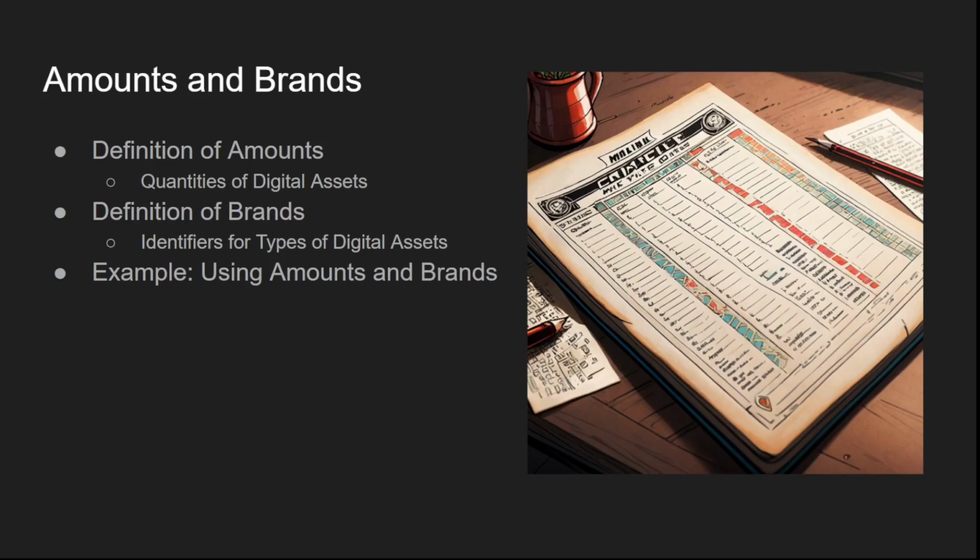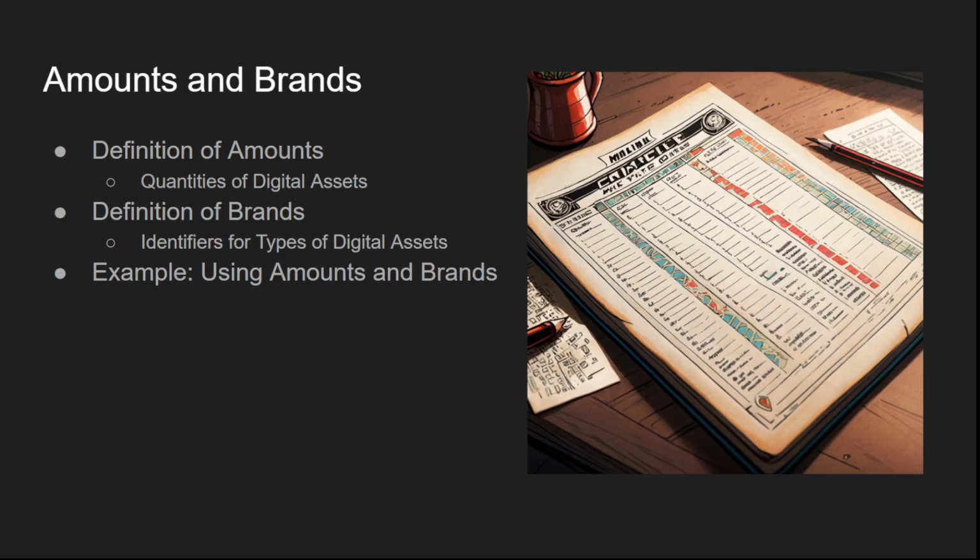Now let's discuss two key concepts in the Agoric ecosystem: amounts and brands. These concepts are essential for defining and managing digital assets. An amount represents a specific quantity of a digital asset. It is a fundamental concept used in transactions to specify how much of an asset is involved. Amounts are always associated with a brand, which ensures that the quantity is clearly defined and that there is no ambiguity about what asset is being referenced.